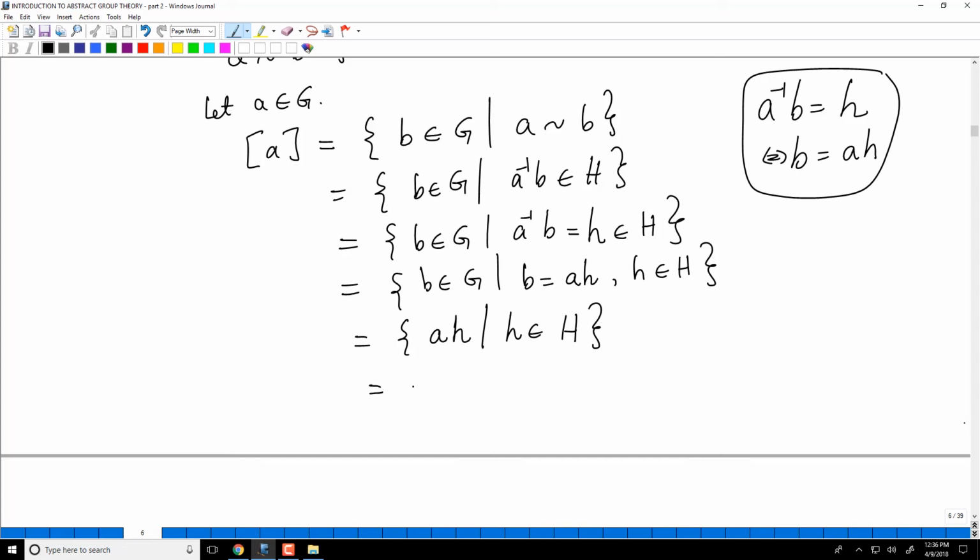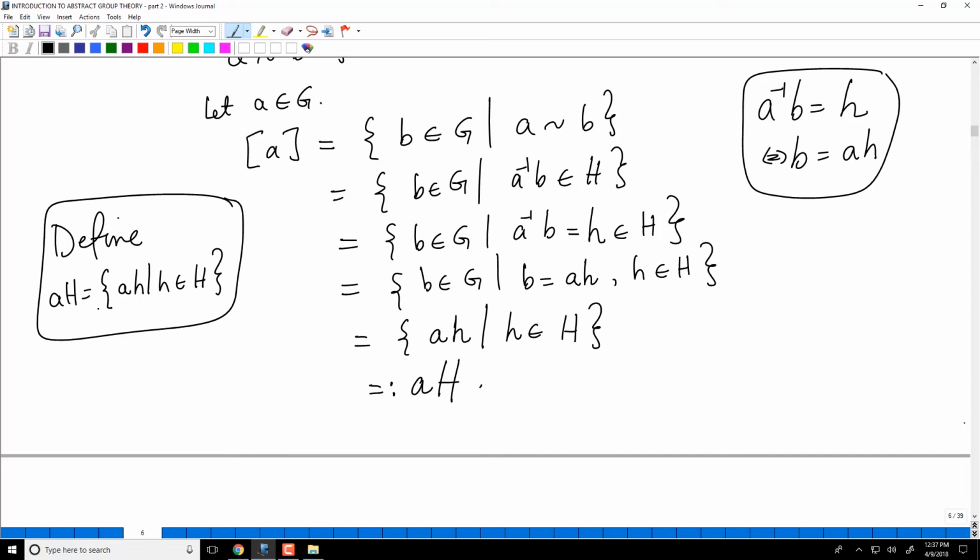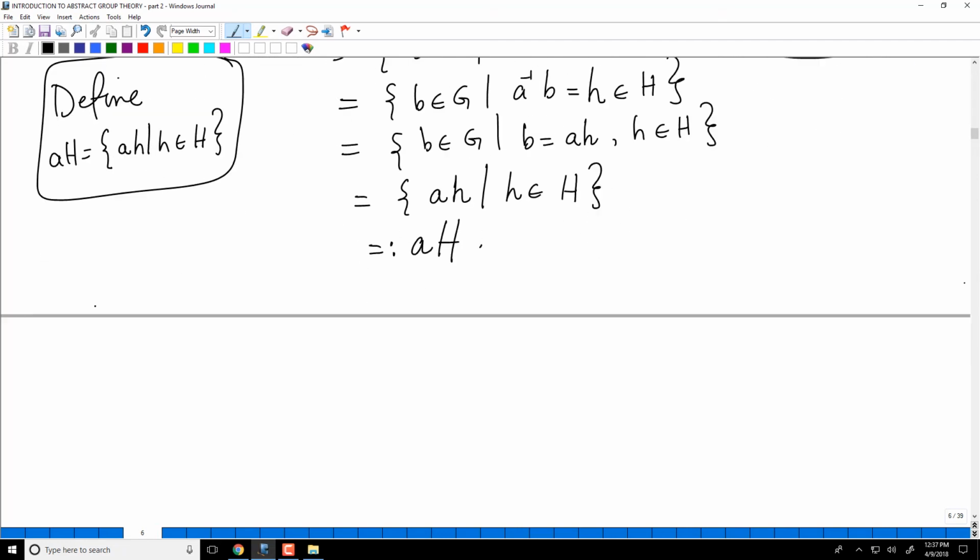There is another notation for this. So this is the definition. So define A H to be this. This is very similar to the way that we define subgroups of Z. So I take the subset obtained by multiplying every element of capital H by small a. So the equivalence class of A in this case is just A H.